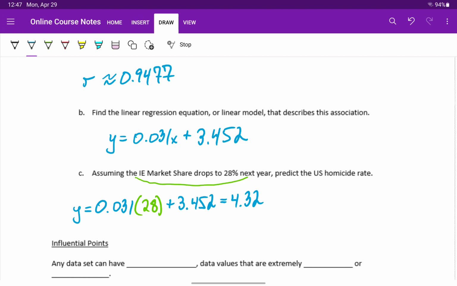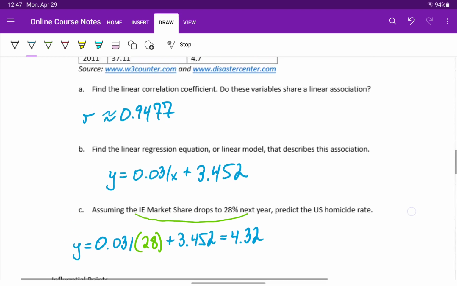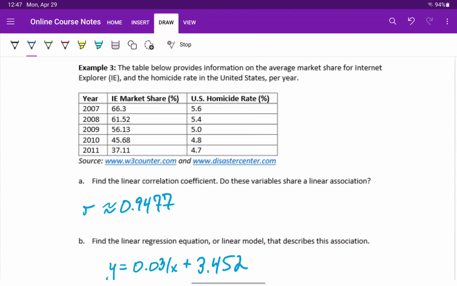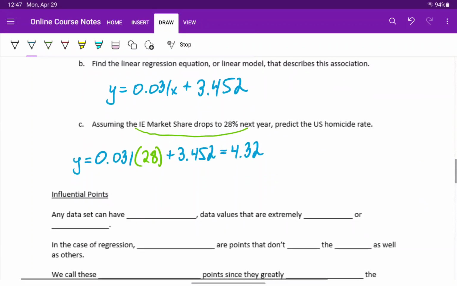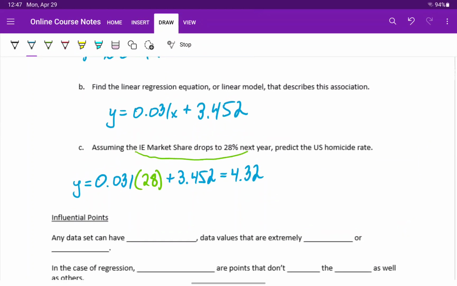Now this is just a prediction from this model. We need to think about whether or not this is a good model. First of all, we can think about the fact that there probably is no cause and effect relationship here. So however many people are using a specific internet browser probably has nothing to do with the US homicide rate. So there's an intuitive step here which would tell us this model's not probably a very reliable model.